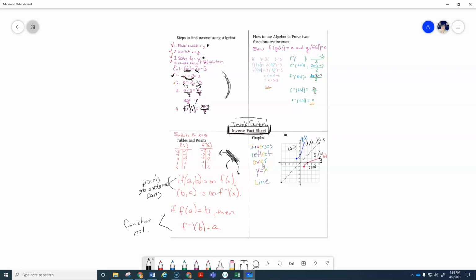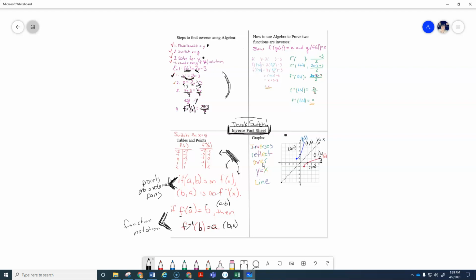Here the points just switch. This is writing about points using ordered pair notation, and this down here is writing about points using function notation. So here what I'm saying is, if you're on a function and your x value is a, then your y value is b. So this f of a equals b is the same thing as saying the point (a, b). Here I'm saying the inverse of that function is going to be b. If you put b into the inverse, you'll get out a. So what this is saying is that the point (b, a) is on the inverse.